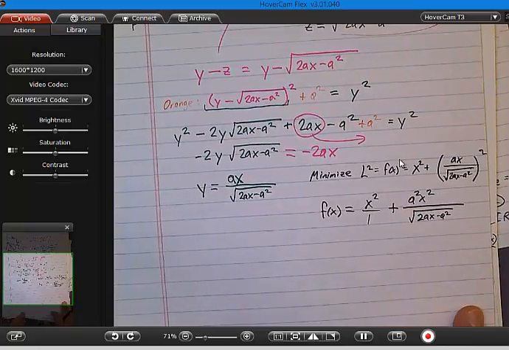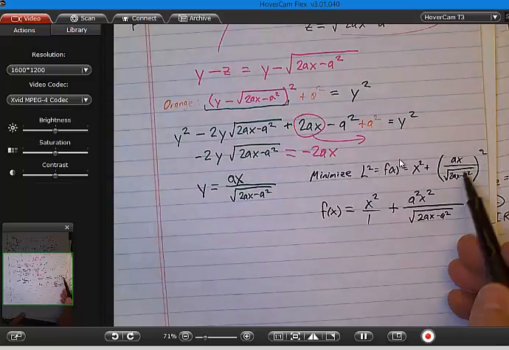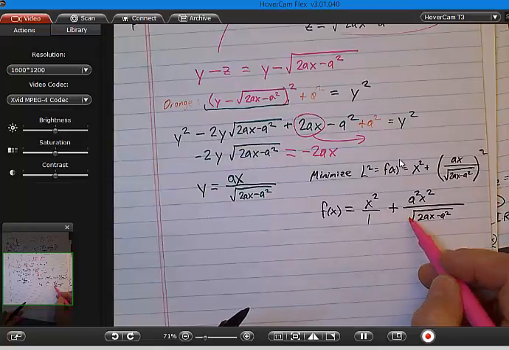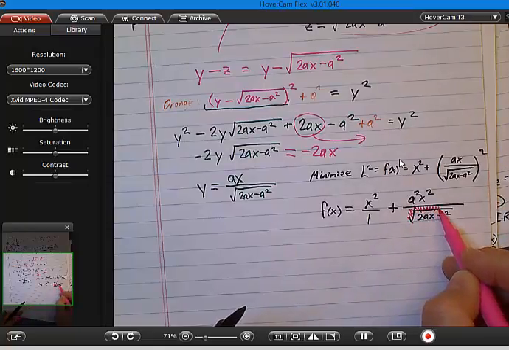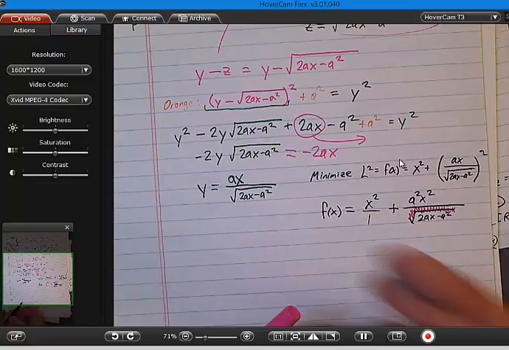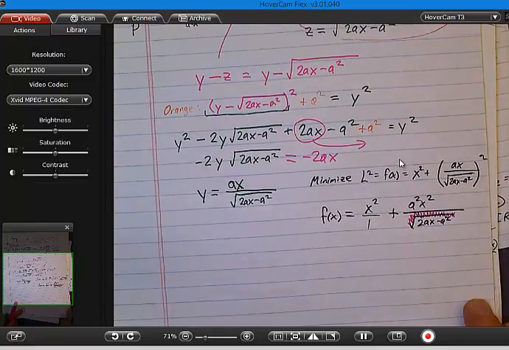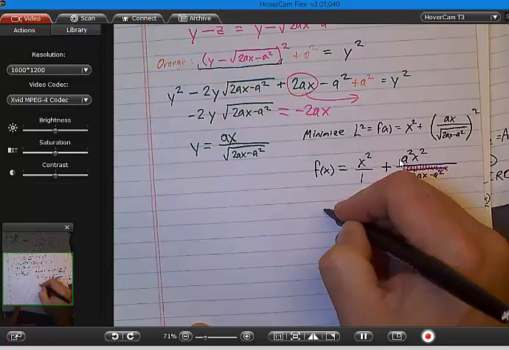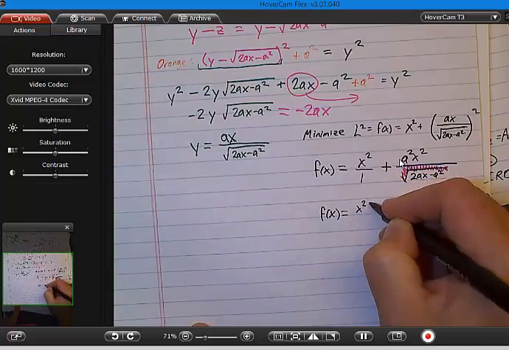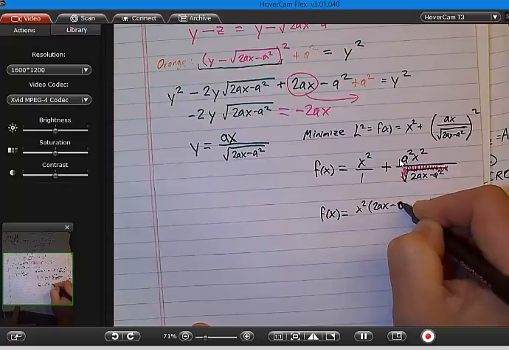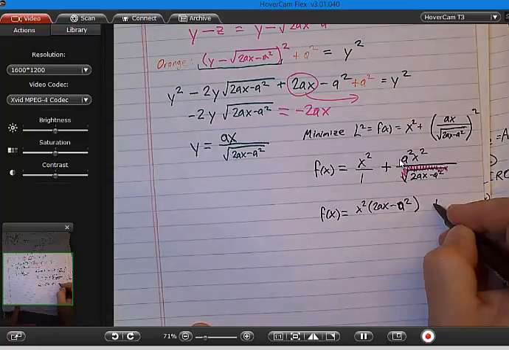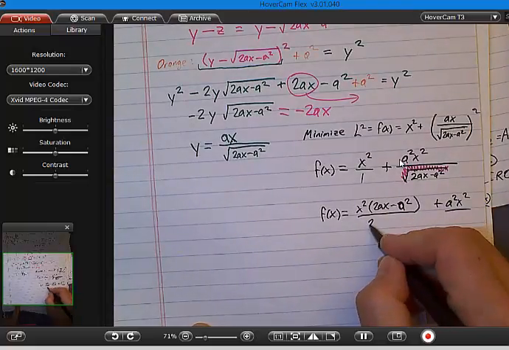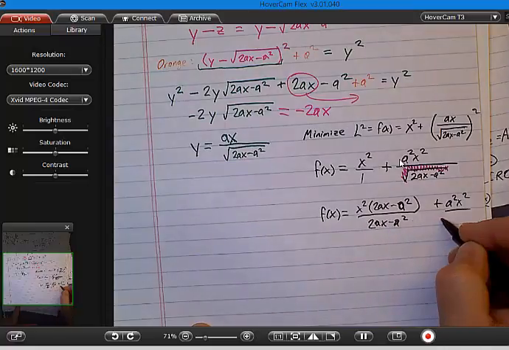Oh, by the way, I made a mistake. Does anyone see it? When I squared the mess, what's really nice is that not only does it become positive, but this square root should have gone away, right? Yeah, I did that. So my denominator is a little bit nicer now. I'm going to multiply the top and bottom of the first fraction by 2ax minus a squared. Here we go. f of x is equal to x squared times 2ax minus a squared, and then I'll have plus a squared x squared, right? And now both of these fractions are over 2ax minus a squared.